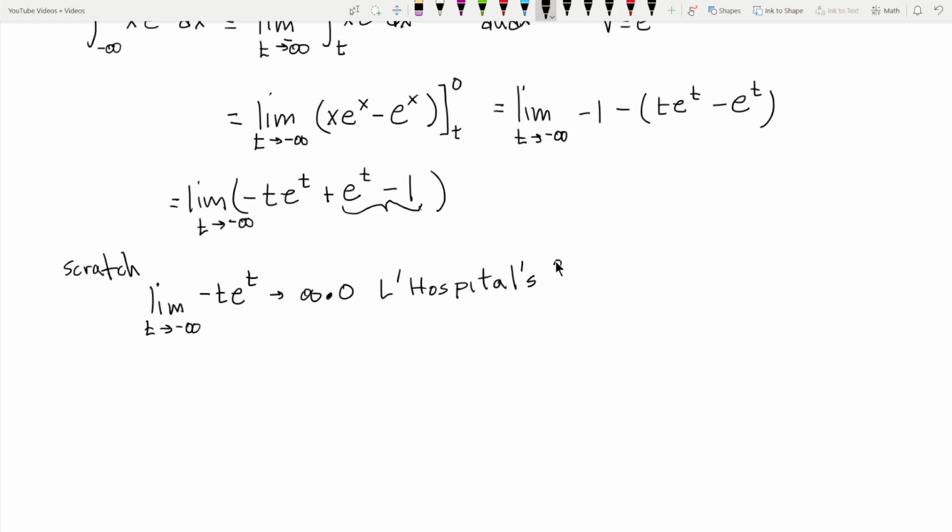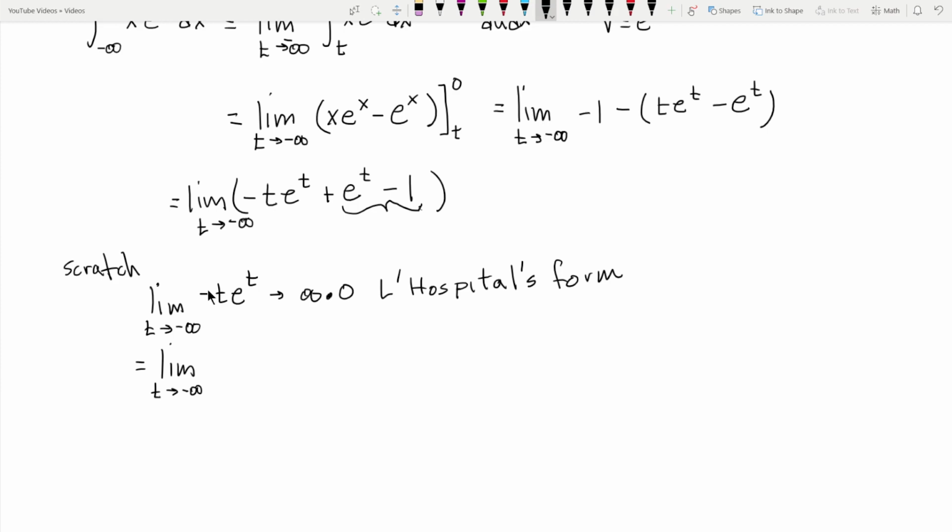All right, that's a L'Hopital's form. The way we deal with that particular L'Hopital's form is to take one of the factors and invert it and put it in the denominator. The easiest one to do that with is going to be e to the t. So I'm going to take this and make it the limit as t goes to negative infinity of, let's see.